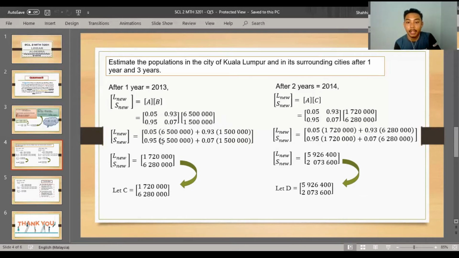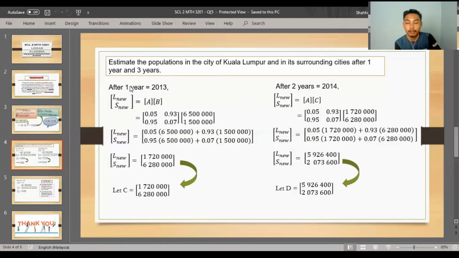So we will get this form, and then as we calculate these entries, we have this. So respectively, we can say that for the population after 1 year, which is 2013, we will have a new population here, which for Kuala Lumpur, we will get 1.72 millions, and for the population in the surrounding cities, we will have 6.28 millions. Okay, so now we already get the population after 1 year.